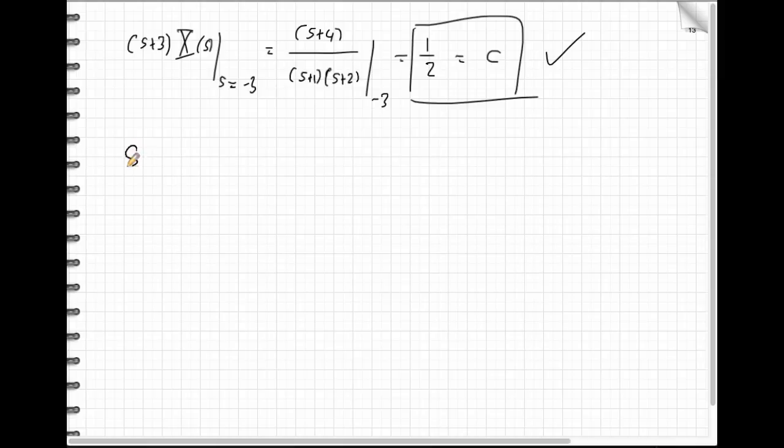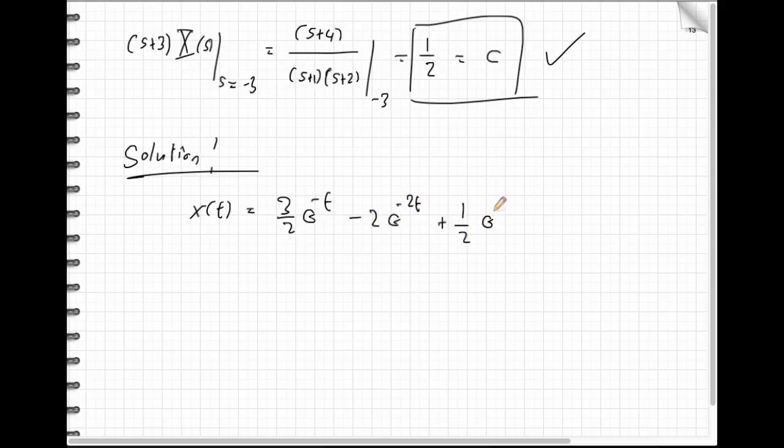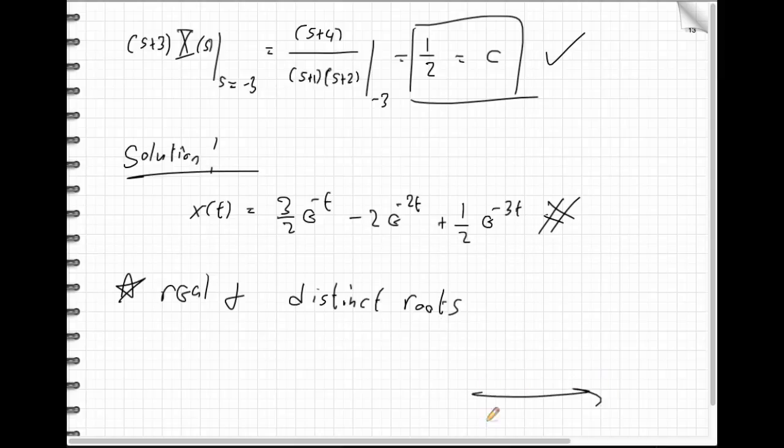Now I can write down the solution. X of t is equal to 3/2 e to the minus t, minus 2 e to the minus 2t, plus 1/2 e to the minus 3t. Done. That's the method. Remember, this is for real and distinct roots. Let's stop here and move on to distinct and complex roots.